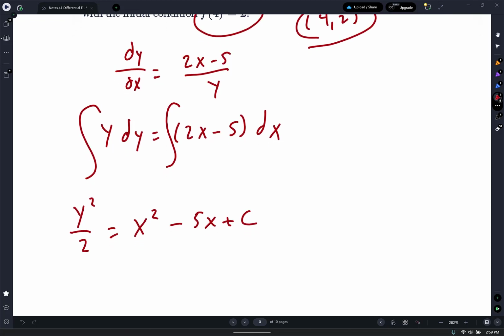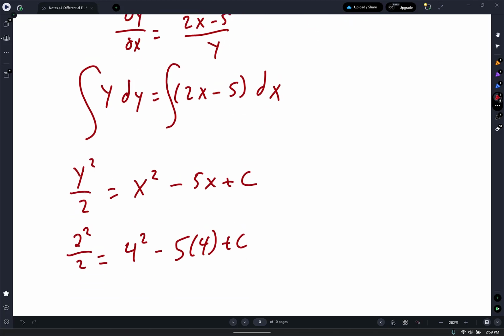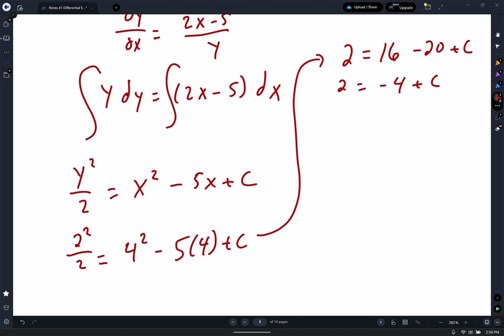So 2 is the y value. So 2 squared over 2 equals 4 squared minus 5 times 4 plus c. And let's see what I get. 2 squared is 4, 4 divided by 2 is 2. So 2 equals 4 squared, which is 16, minus 5 times 4, which is 20, plus c. So 2 equals negative 4 plus c. Plus 4 on both sides: 6 equals c.